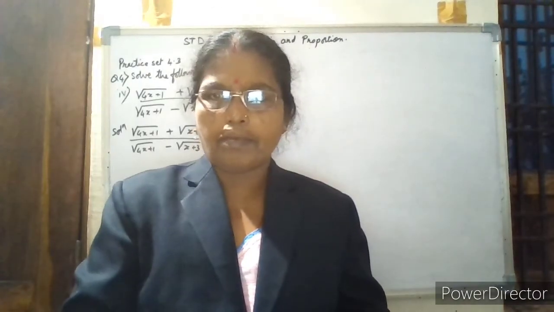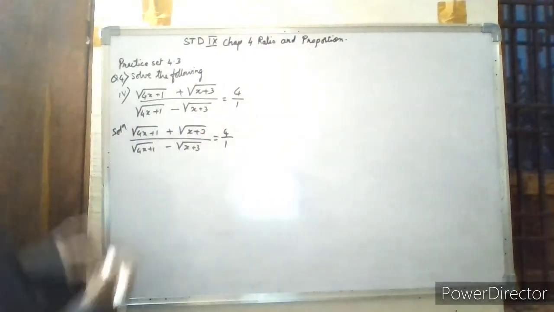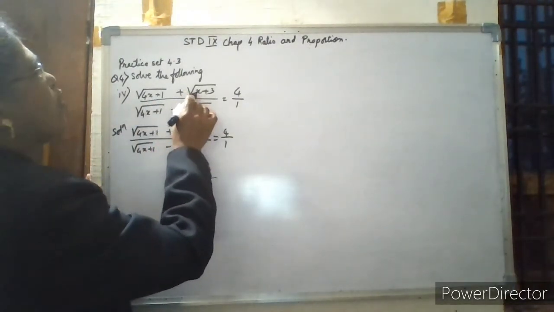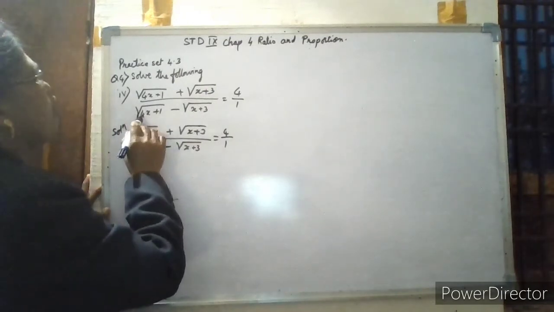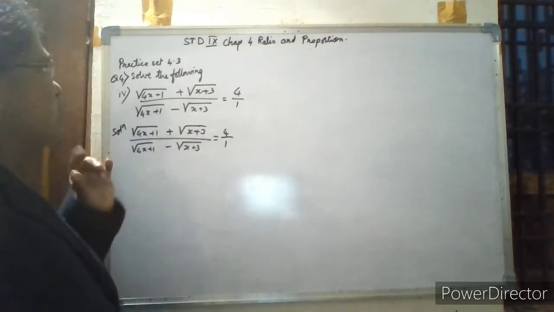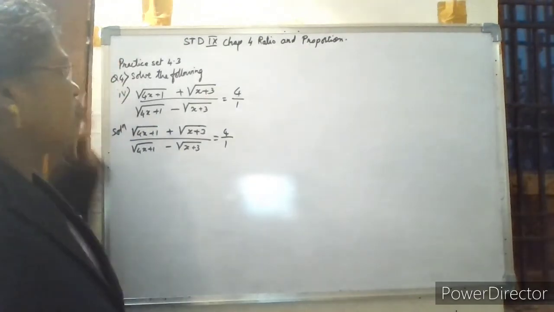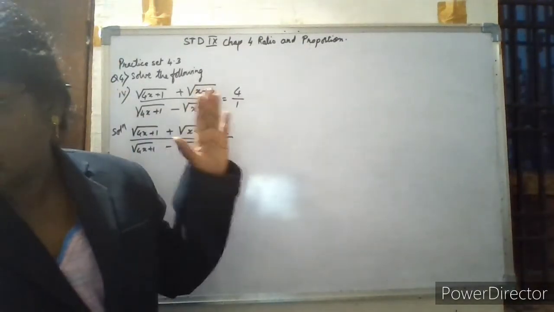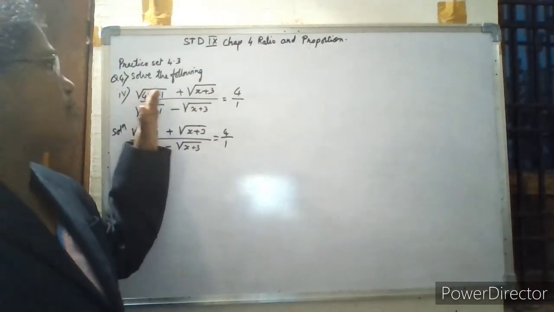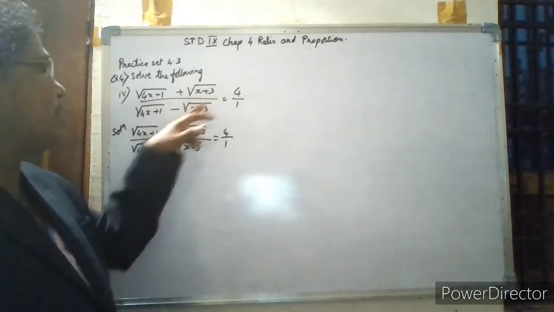Now let us start with the fourth question. The question is given as 4x plus root of 4x plus 1 plus root of x plus 3 upon root of 4x plus 1 minus root of x plus 3. This question is just like the previous one, the third question, but that was given as squares in the bracket, and this is given as square root. Only that is the difference. Rest all of the question is the same.